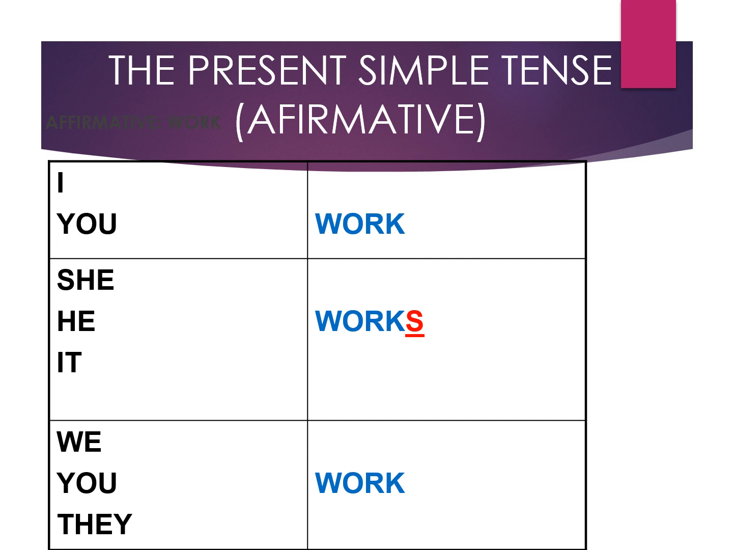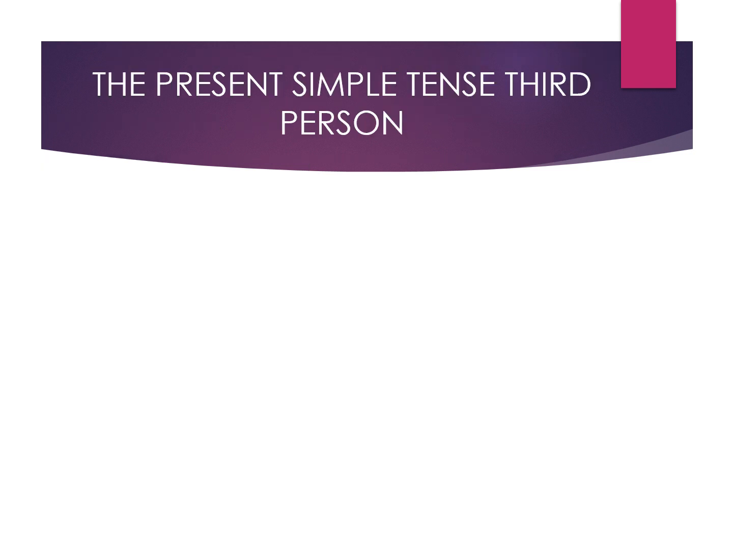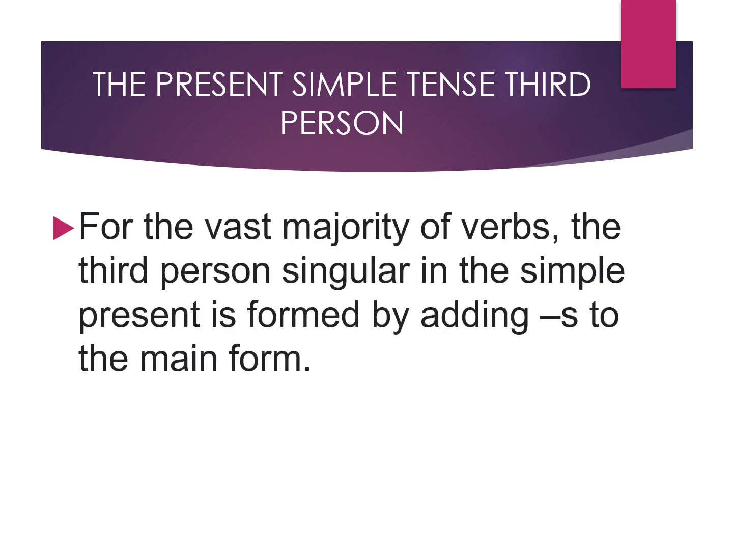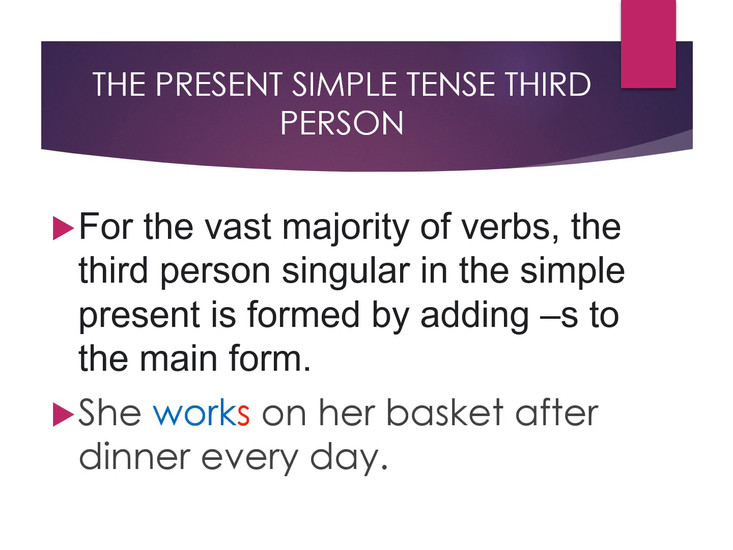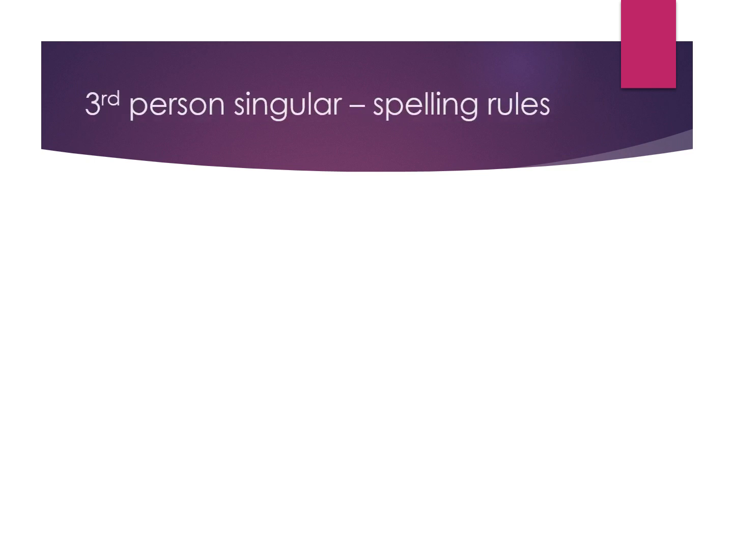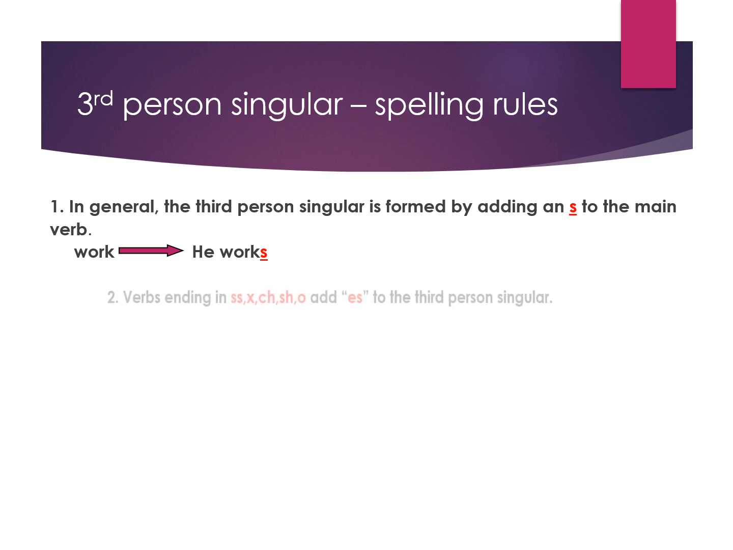We're going to take a look at how this rule of adding an extra letter goes to the third person. Now, for the majority of the verbs, the third person singular in the simple present is formed by adding an S. But this is only for the majority of the verbs. There are some rules that we need to take into account. Here, for example, we say, she works on her basket after dinner every day. These are the rules that we need to take into account. We're going to be studying the third person singular spelling rules.